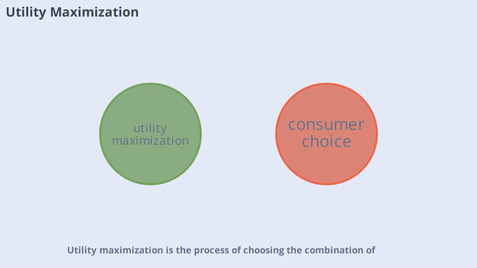Utility maximization is the process of choosing the combination of goods that puts you on the highest possible indifference curve, given your budget. It's the central idea behind consumer choice theory. By analyzing where your budget line and indifference curves meet, economists can predict what choices you'll make and how you'll respond to changes in income or prices.